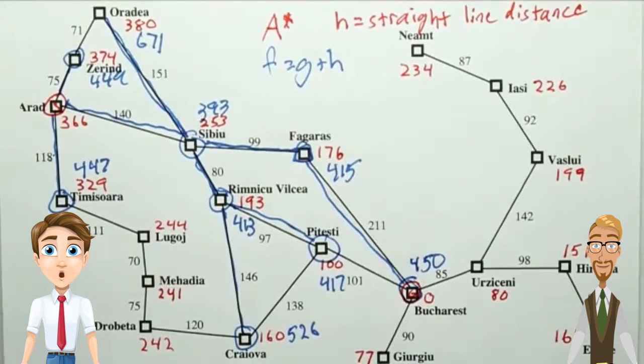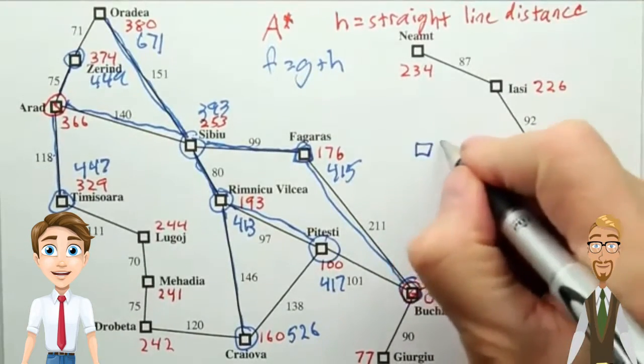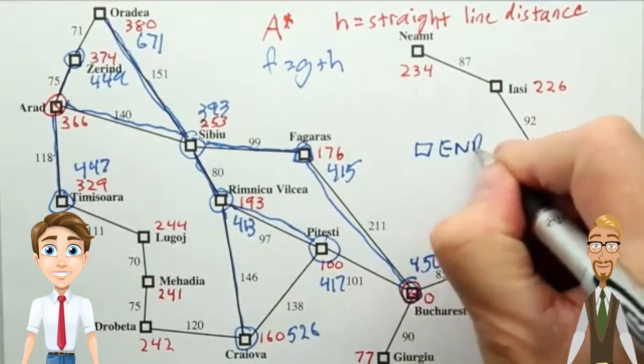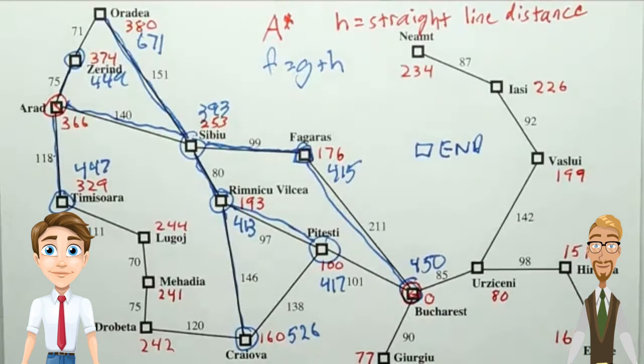And now the question is, what do we do next? Click here if you think we're at the end of the algorithm, we don't need to expand next, or click on the node that you think we will expand next. Now the goal Bucharest has F value 450. What should we do next?